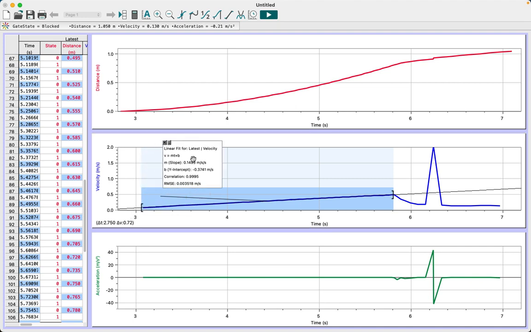It says that the equation is the velocity, the y value, equals mx plus b. It's slope-intercept form: y equals mx plus b. So velocity equals the slope times the time plus the y-intercept. The slope right there, 0.1495 meters per second squared, is my acceleration. So in my data table, I'm going to write 0.1495.